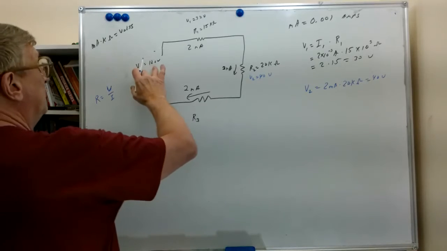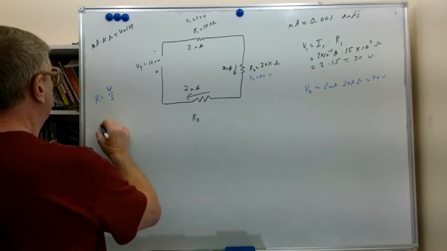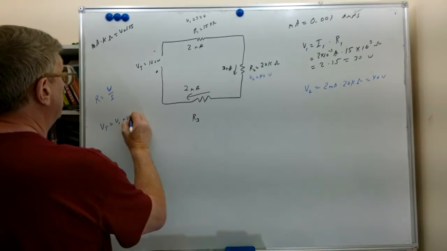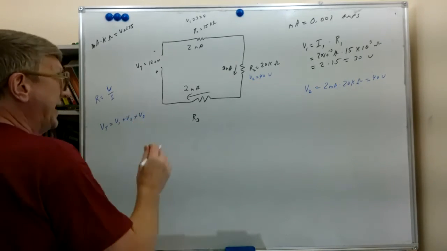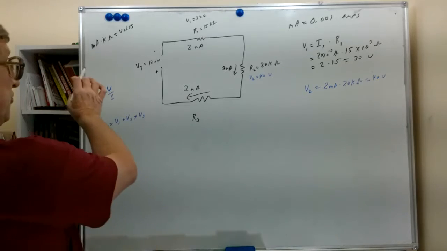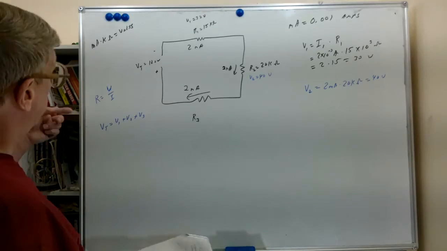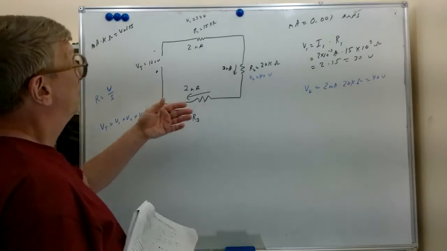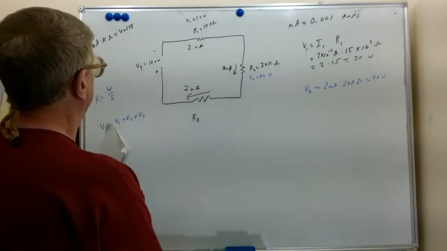We know the total voltage. We can use the VT. VT in this case is going to be V1 plus V2 plus V3. We can calculate V3, then use this formula to find the resistance of R3. So let's go ahead and do that.